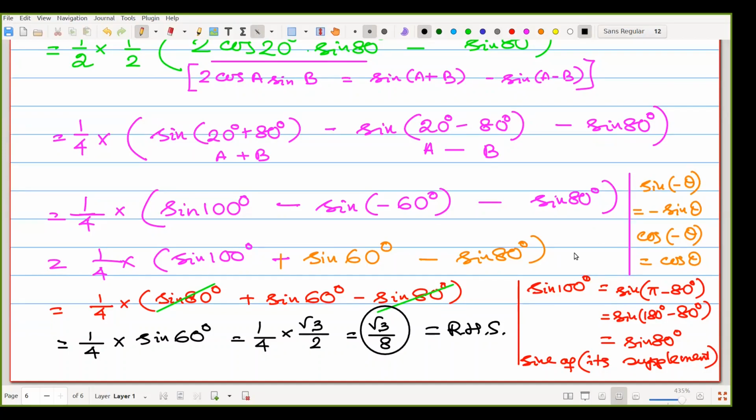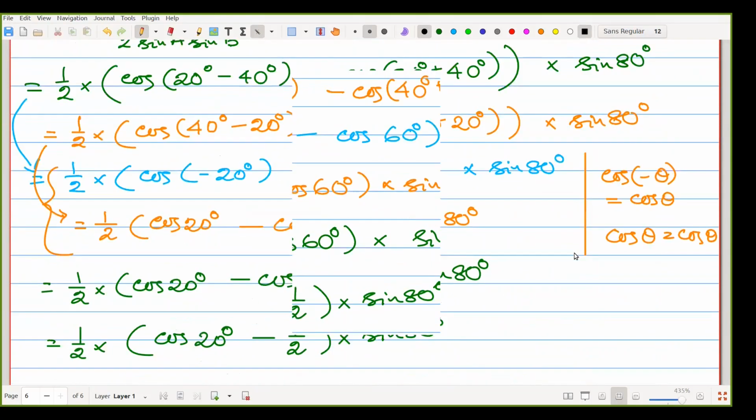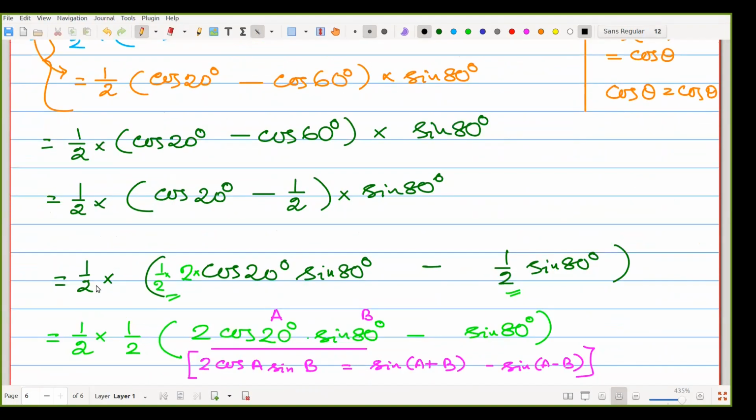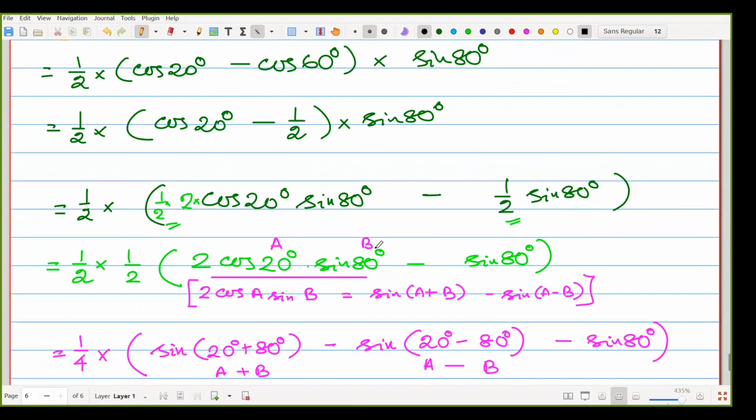So once again, from the very first one, whatever we have done, we have taken the first two, and that's why we have used the formula for 2 sine A sine B. Then we have used the formula for 2 cos A sin B. So that means the product formulas are used here.